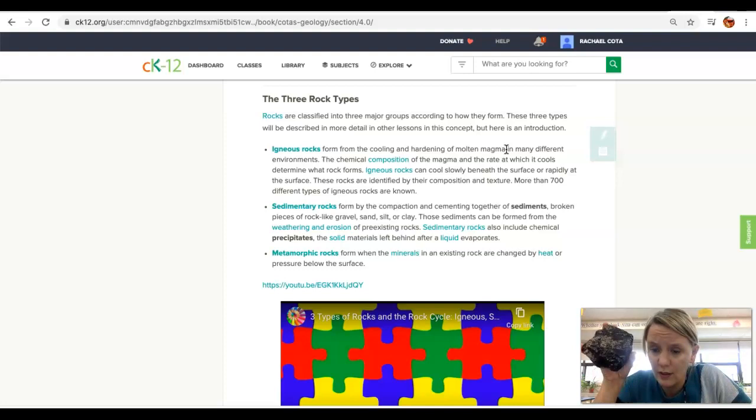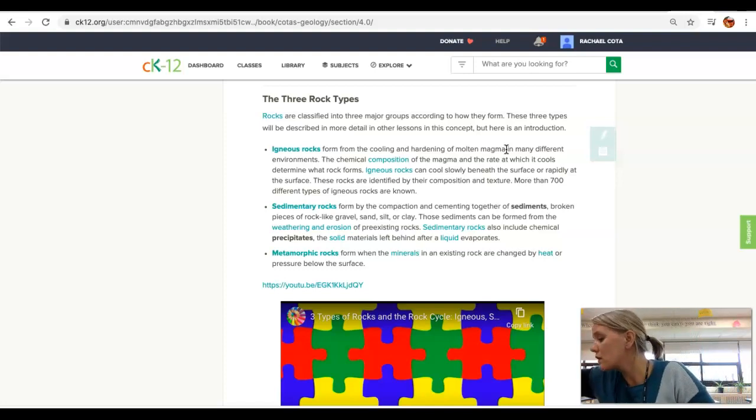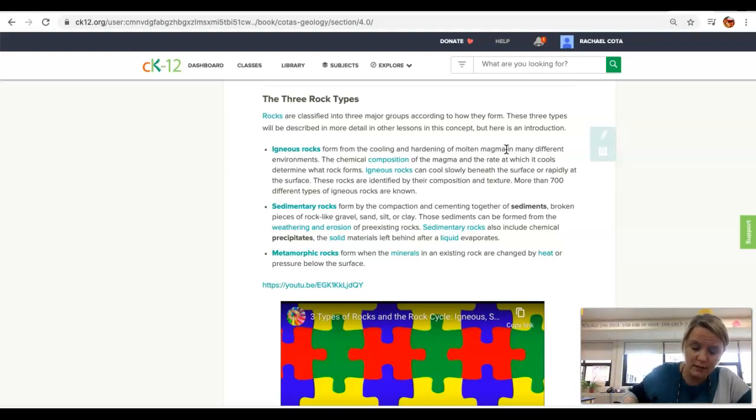Obsidian is also an igneous rock. It cools very, very rapidly, usually in water, and so it does not have any time to grow any crystals. So this would be considered extrusive. And then we have granite, which has lots of crystals and lots of grains. This is intrusive igneous. It cooled underground.